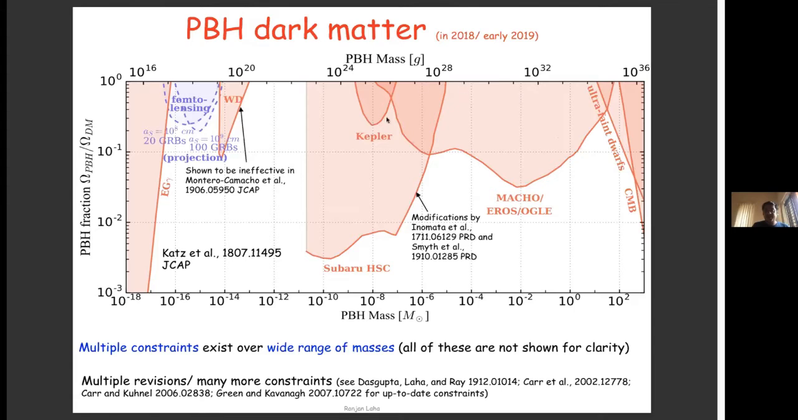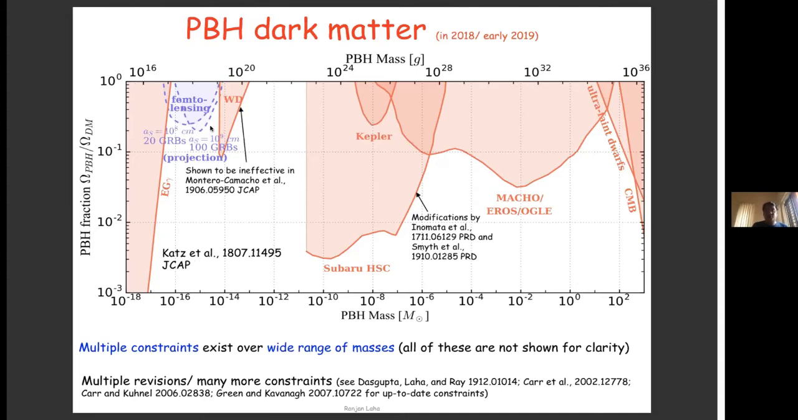These regions are ruled out due to lensing. This ultra-faint dwarf region is ruled out due to dwarf galaxy dynamics. The CMB region is ruled out due to observation of the CMB photons. But earlier, before 2018, before the appearance of this paper, there was a region here which ruled out primordial black holes in this mass range due to femtolensing of GRBs.